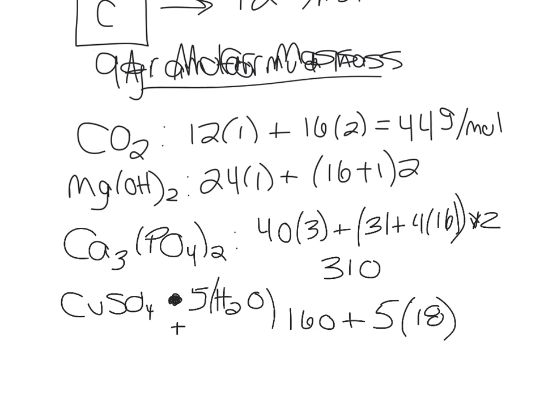So a hydrated crystal, that dot, just means plus. So you're going to add all the copper and the sulfur and the oxygens to the mass of 5 waters. So you should get about 250 for that one.